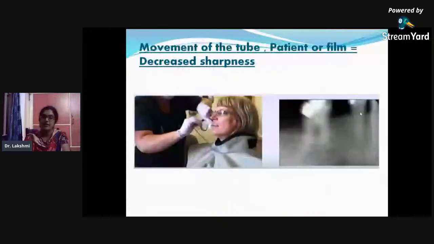Then the fourth one is movement of the tube, patient, or film, which causes decreased sharpness. As you can see on the right side of the image, there is no sharpness in this X-ray at all. So these are the four factors on which the sharpness of an image depends.